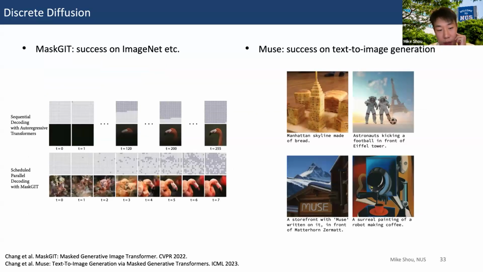MaskGIT is work developed by Google at CVPR 2022. When they did this work, the idea was also to speed up the autoregressive process. For example, autoregressive transformers need 255 iterations to predict one image. But for MaskGIT, because we are predicting these masked-out regions, it's quite fast and can achieve a good image within just 8 steps. This was experimented on ImageNet, and then people further scaled it up to text-to-image generation. Given a text prompt, you can generate these fancy images. This gives us some evidence or confidence that MaskGIT or discrete diffusion can still do very well in terms of generation. So why not just do that in our unified model?